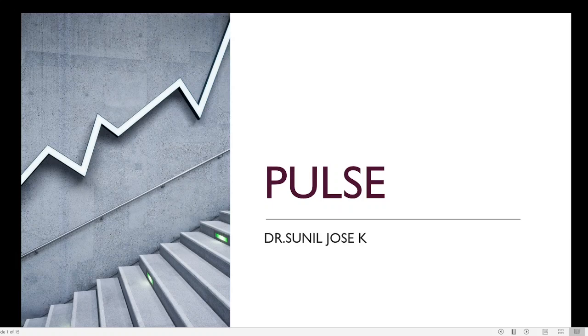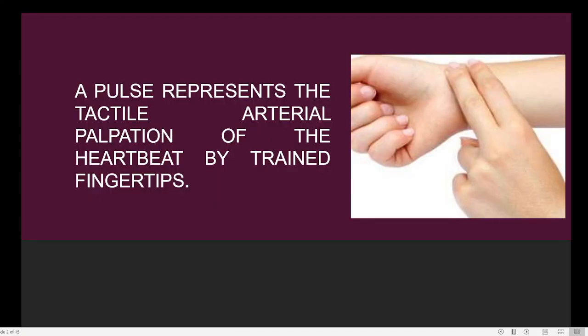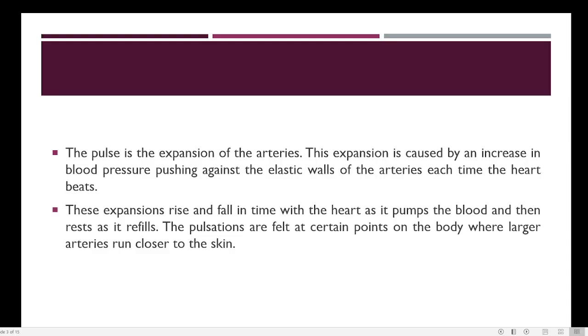And most of the time, you know what a pulse is. By simply pressing your hand on the radial artery, you will feel some beating, and that is actually a palpation of your heartbeat. This arterial palpation of the heartbeat is known by the name pulse.